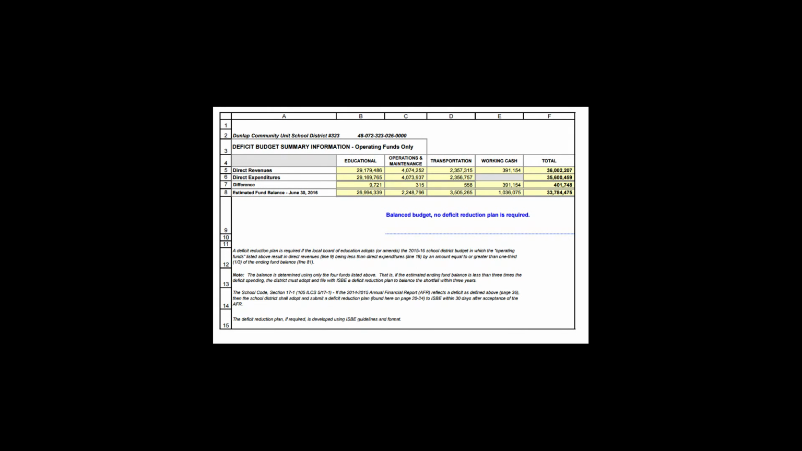And then this is my most exciting page, not really, but this tells whether or not we need to do a deficit reduction plan. I'm always very excited when I see balanced budget, no deficit reduction plan required. This is exciting for us because there are many, many school districts that are required to do a deficit reduction plan, and we have been able to manage ourselves financially so that we do not have to, and we are very, very excited about that.